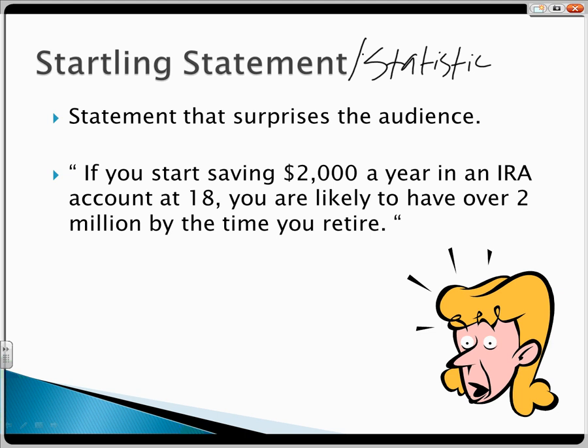You know, you've got statistics that say 1 in 4 children will be born with this. That's a startling statistic, right? Right here, this says if you start with $2,000 a year saving in an individual retirement account by the age of 65 when you retire, you'll have $2 million waiting for you.